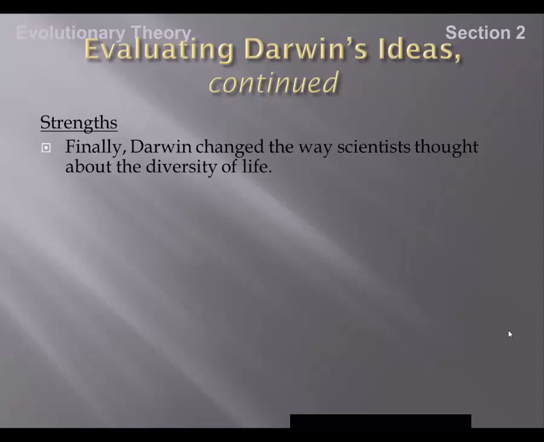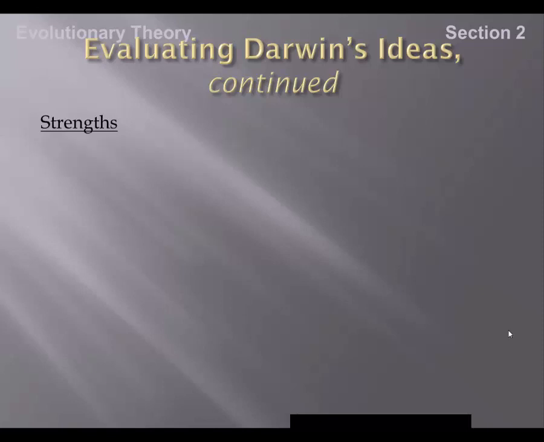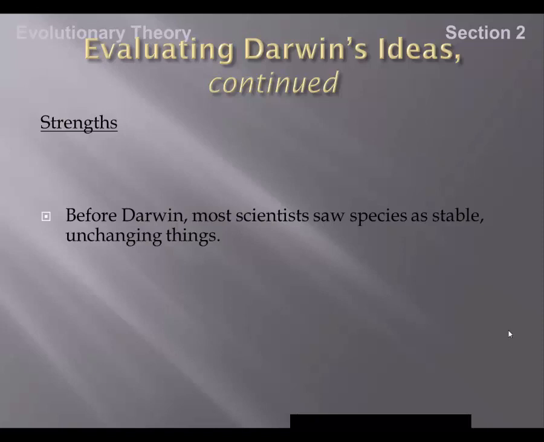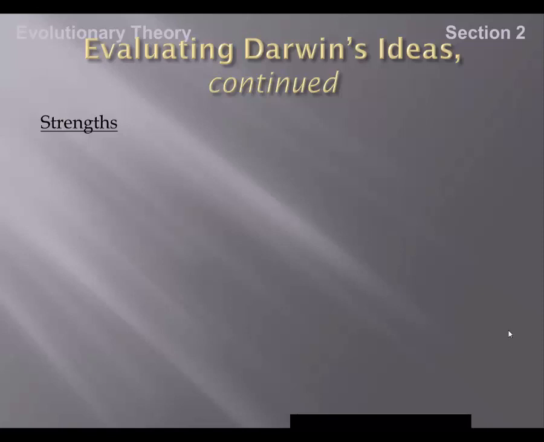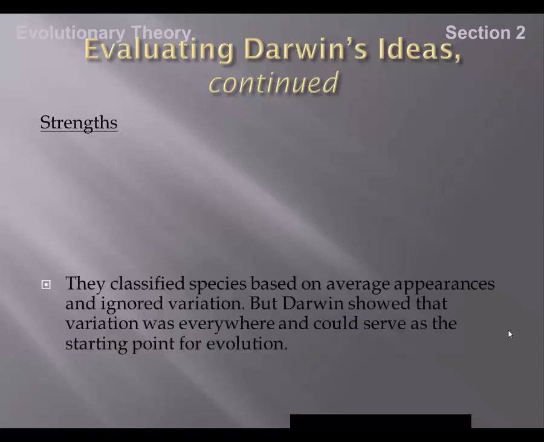Finally, Darwin changed the way scientists thought about the diversity of life. Before Darwin arose, most scientists saw species as stable, unchanging things. They classified species based on average appearances and ignored variation. But Darwin showed that variation was everywhere, and it could help to serve as the starting point for evolution.